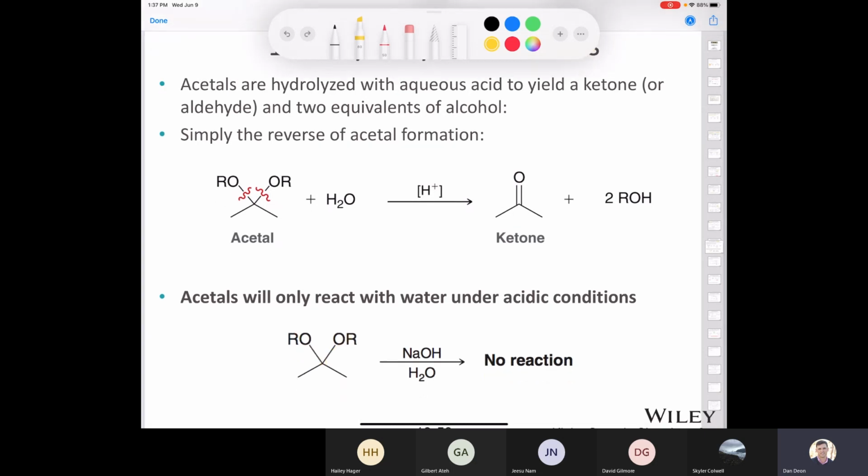But you remember that we talked about how to form an acetal. You take your diol, like ethylene glycol. We looked at that. Or you can use an alcohol and just two equivalents.